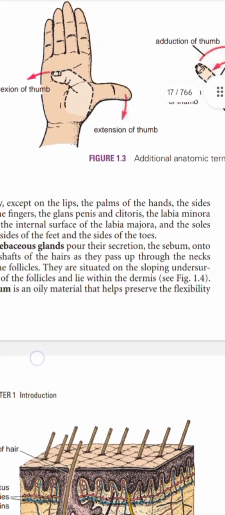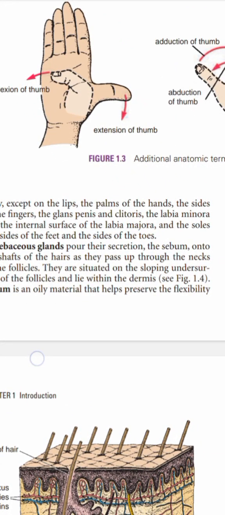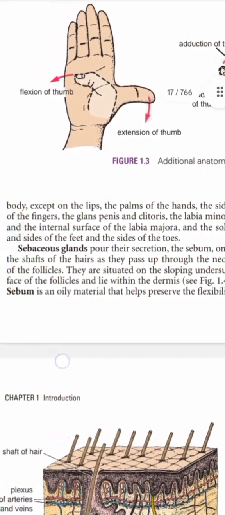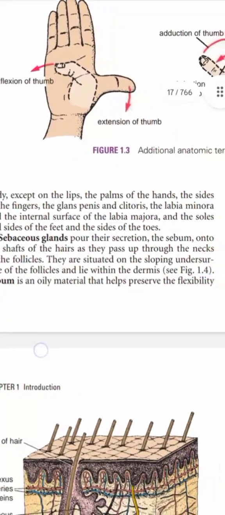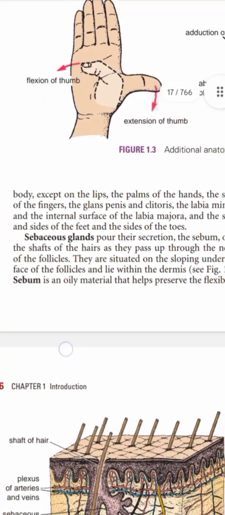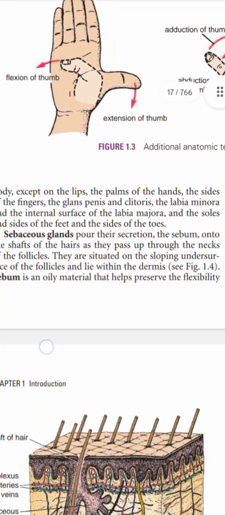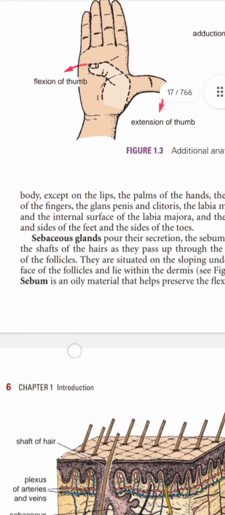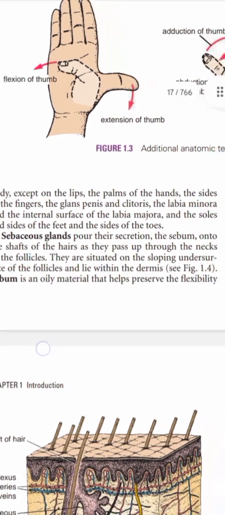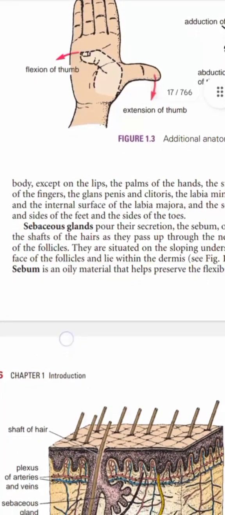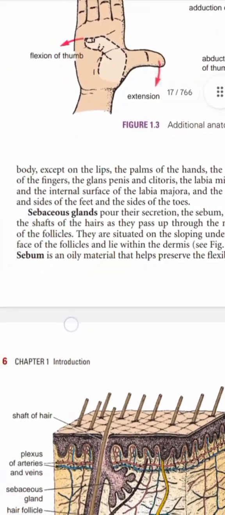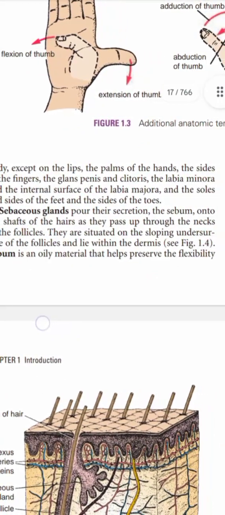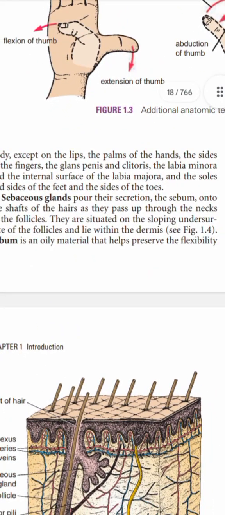Sebaceous glands pour their secretion, the sebum, onto the shafts of the hairs as they pass up through the necks of the follicles. They are situated on the sloping undersurface of the follicles and lie within the dermis. Sebum is an oily material that helps preserve the flexibility of the hair and skin.